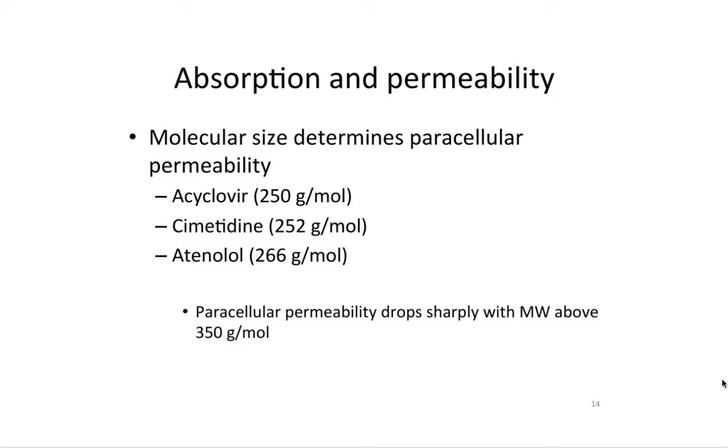Now, molecular size is really important when it comes to membrane permeability, particularly for small polar molecules. Some examples are acyclovir, with a molecular size of 250 grams per mole, the H2 antagonist cimetidine, 252 grams per mole, and atenolol, 266 grams per mole. These primarily move across the intestinal or GI epithelium through the paracellular route.